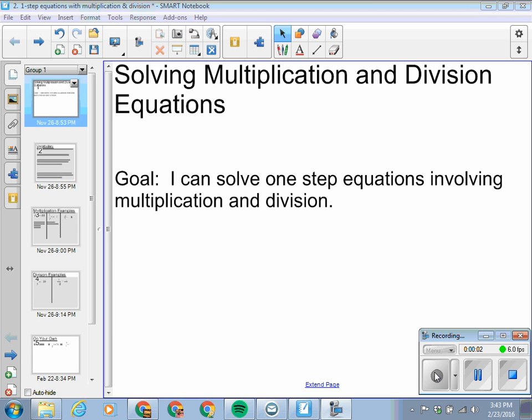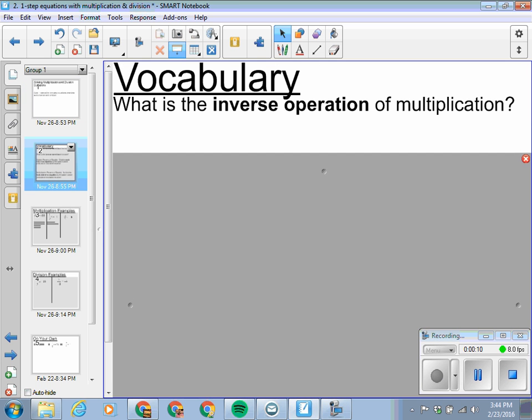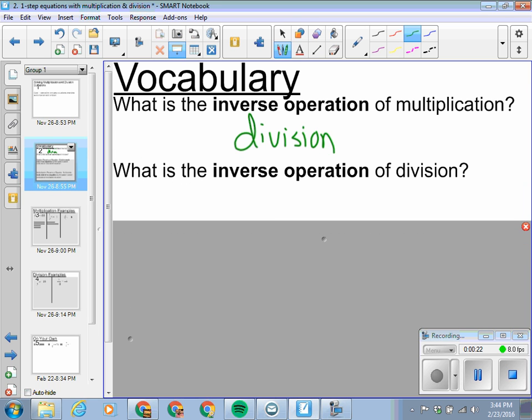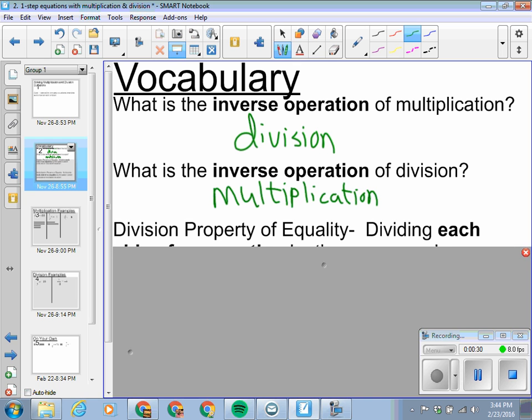This lesson is over solving multiplication and division equations. The goal is to solve a one-step equation involving multiplication and division. Vocab: inverse operations, just like the previous lesson. The inverse operation of multiplication is division. We undo multiplication by dividing. And conversely, the inverse operation of division is multiplication. It's just like the addition and subtraction lesson, but with different operations, but the same concepts.